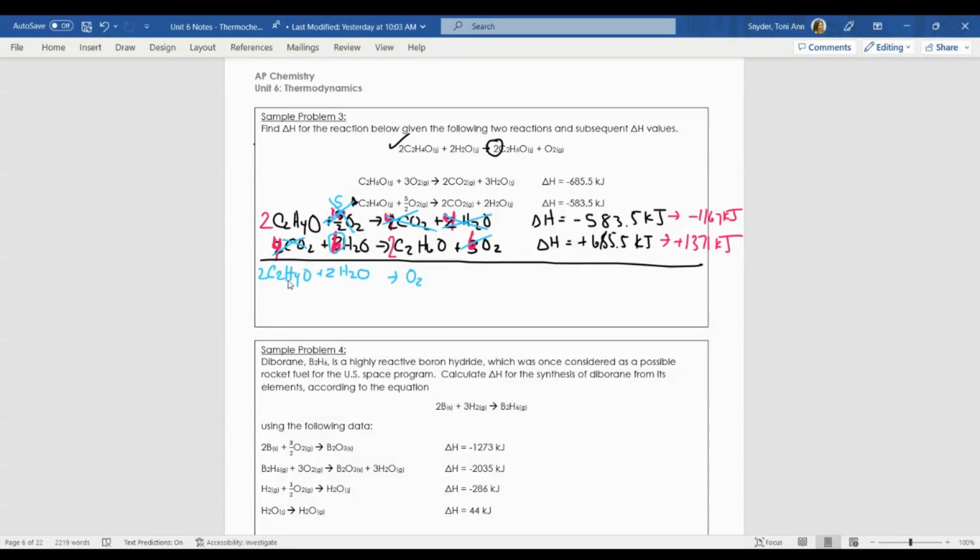So that kind of cancels everything out for us. So then I have my O2 on my products, which we already established was left over. And I have my 2 C2H6O. This equation matches this one up here. So I can calculate the delta H by adding these two values together. Negative 1,167 plus positive 1,371 tells me that the delta H for this reaction is positive 204 kilojoules, which means this is an endothermic process right there.